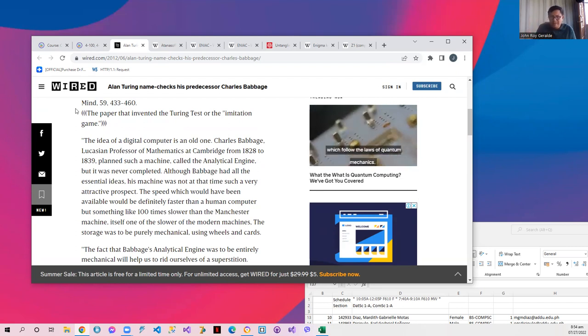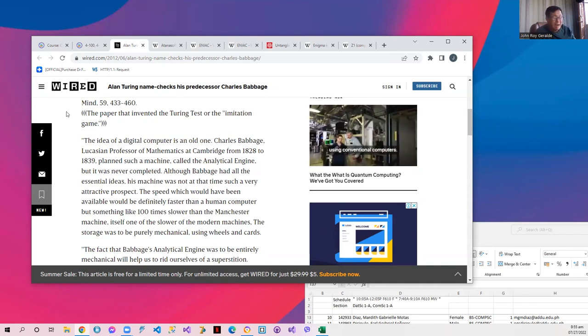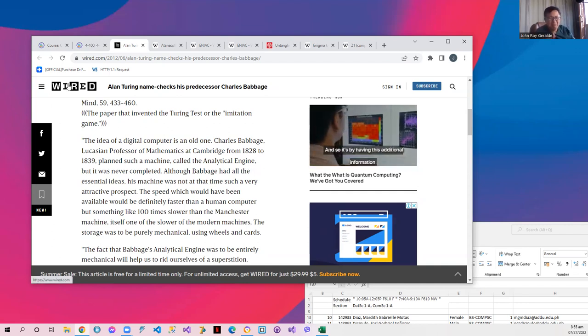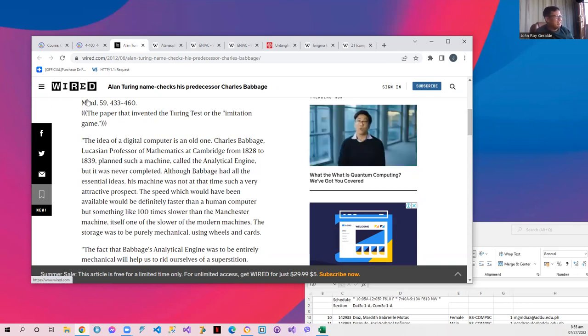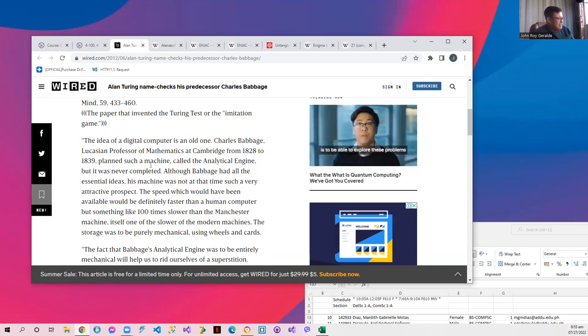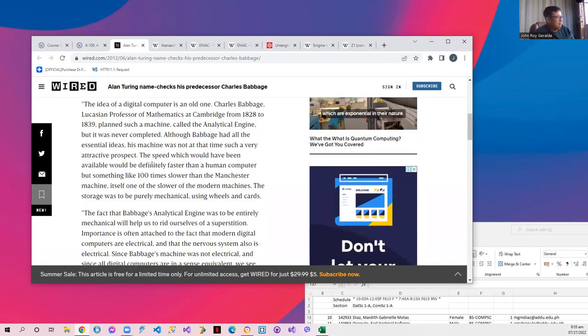So Alan Turing, who invented the bomb, by the way, no? Criticized them. The idea of a digital computer is an old one. Ha? Sabi niya, luma na yan. Huwag kayong maging mayabang because luma na yan sinasabi niyo. Okay? Charles Babbage, who is a Lucasian professor of mathematics at Cambridge University, planned such a machine. Sabi niya, okay, do not claim anything because it was already invented in 1839 at Cambridge University, called the analytical engine, although it was never completed.